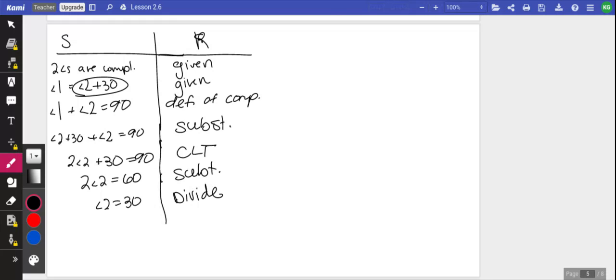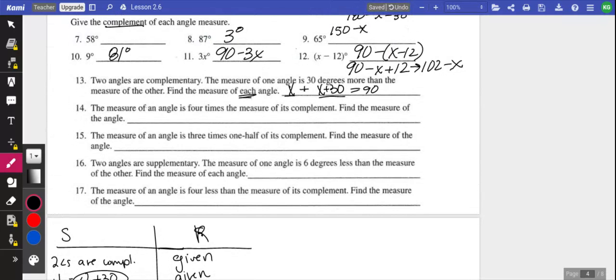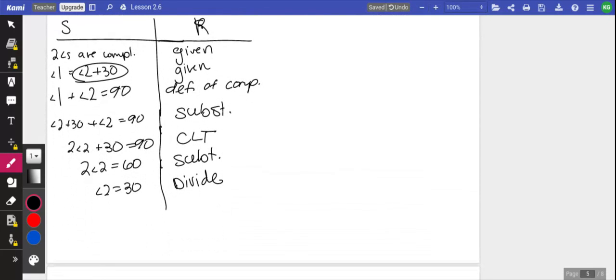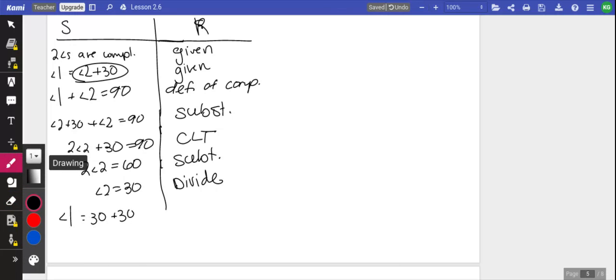Now, my question asks me, what are the measures of each angle? So I would have to finish this one out by doing angle 1 equals angle 2 plus 30. And I know that angle 2 is also 30. So I substituted in the information I found. Angle 1 equals 60 because of combined like terms or addition.